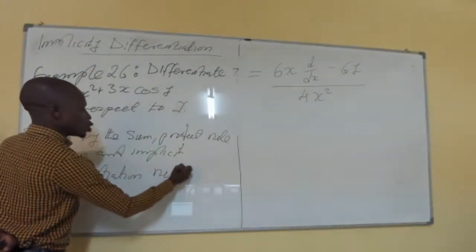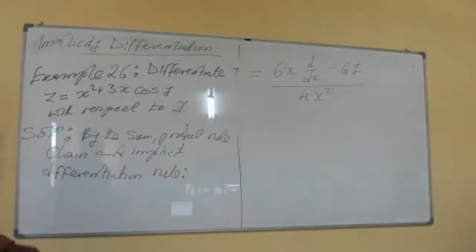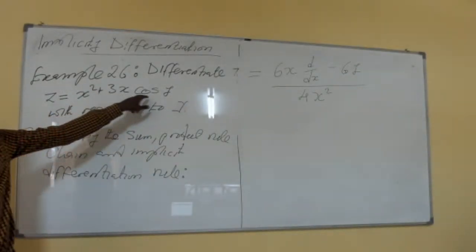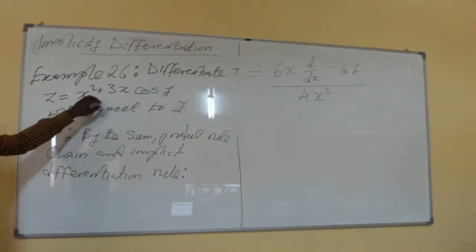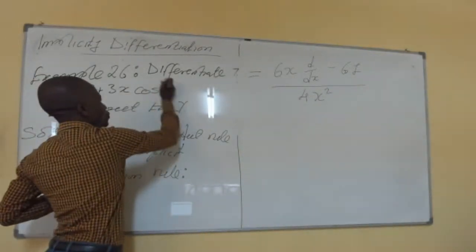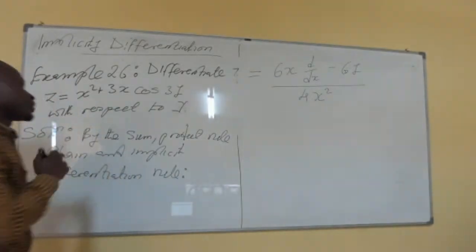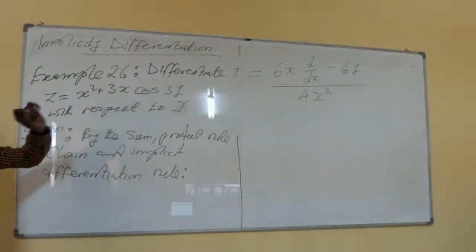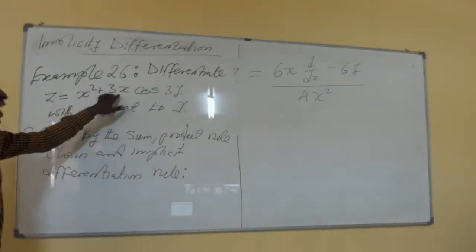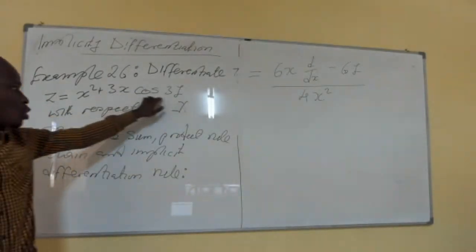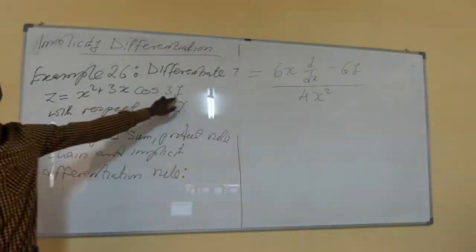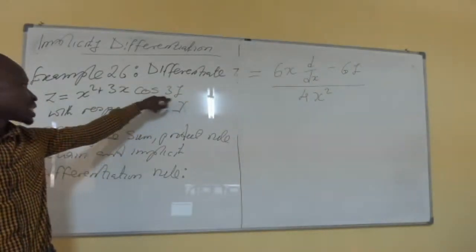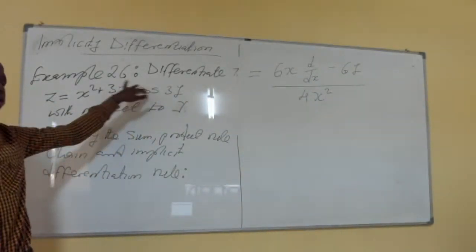Differentiation rule. So we are using all these three, because you see there is x squared plus 3x cos 3y. Here we are first applying the sum rule of differentiation. Next, there will be an application of the product rule, because you have a product of two functions, 3x and cos 3y. These are two different functions that we will apply together.